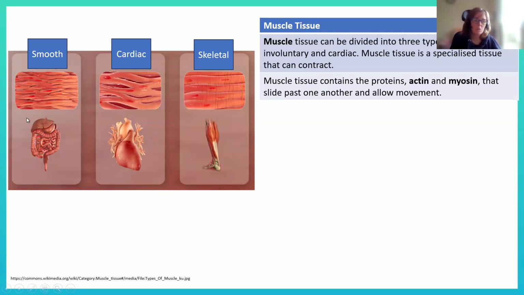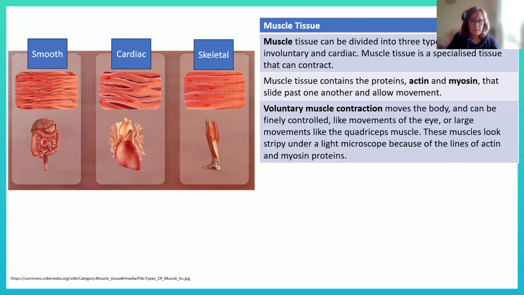So smooth muscle you'll find in things like your guts. There is muscle in your guts, but you haven't got control over it. You can't think, oh, better churn my stomach now to digest my food. It just happens. It's involuntary. So muscle tissue contains these proteins that we were talking about last session, these actin and myosin fibers that slide past one another to allow the movement.